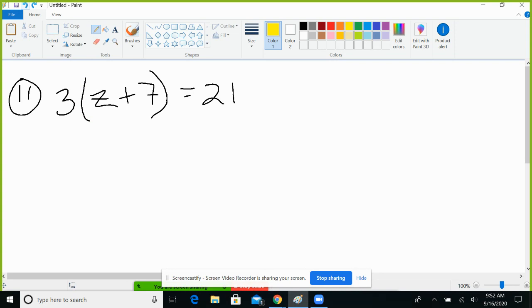Well, it's 3 times z plus 7. It's 3 times this whole quantity. So if we're going to isolate this stuff, how do we get rid of a 3 times it? I might show you.